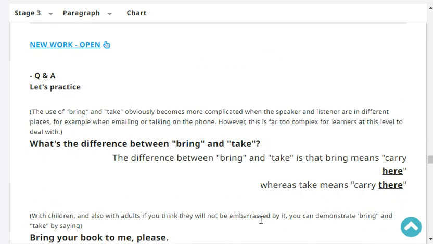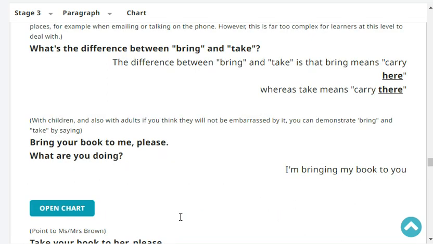What's the difference between bring and take? The difference between bring and take is that bring means carry here, whereas take means carry there. Very good.